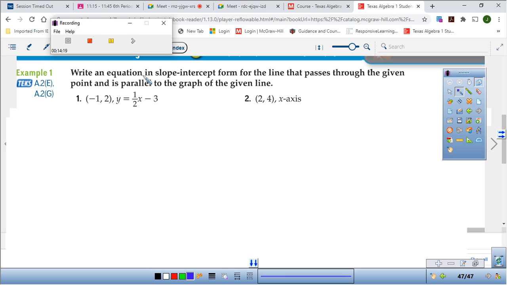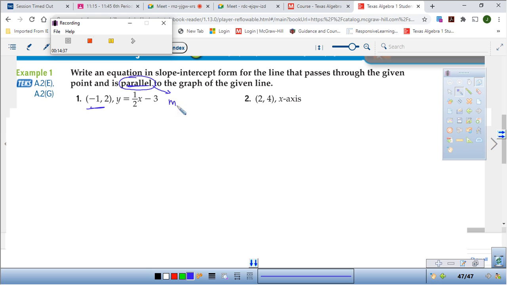Okay, so let's write an equation in slope-intercept form for the line that passes through the given point. This is my given point, and parallel to the graph of this one. We want it parallel. So help me out, guys, in the chat. What does parallel mean as far as your slopes? What do your slopes have to be if they're parallel? The same. Thank you so much, Dominic.